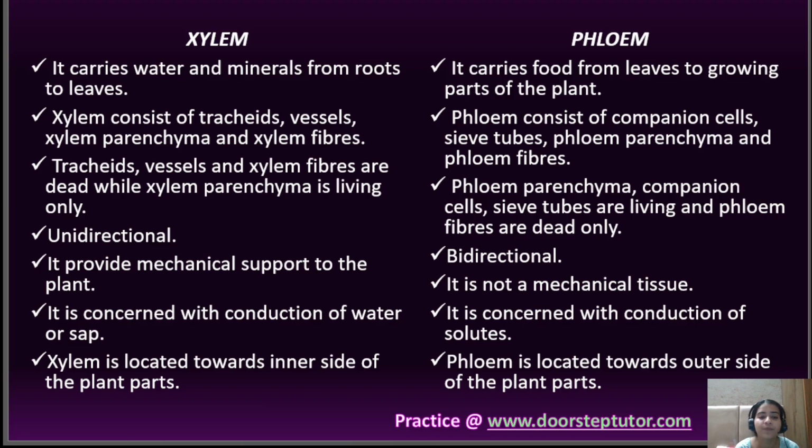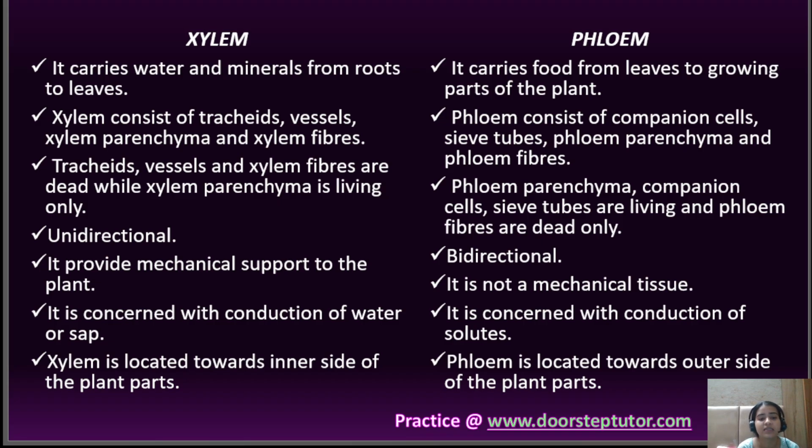Now, in all these parts, some are living while some are dead. We say dead are those in which the protoplasm or the cytoplasm is not present. So what is their function? Their function is to provide mechanical strength mainly. In case of the xylem, tracheids, vessels and xylem fibers are all dead. The only living tissue here is the xylem parenchyma. While in case of the phloem, the phloem parenchyma, companion cells and sieve tubes are all living, and the only dead thing is the phloem fibers.